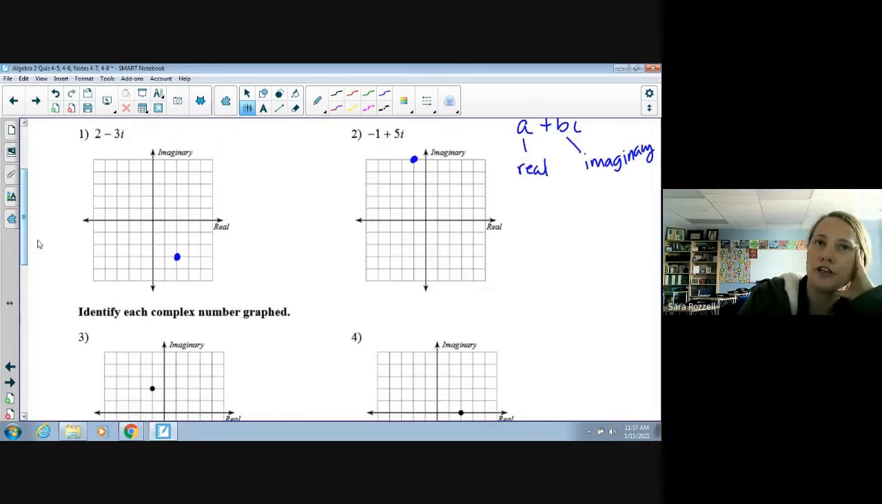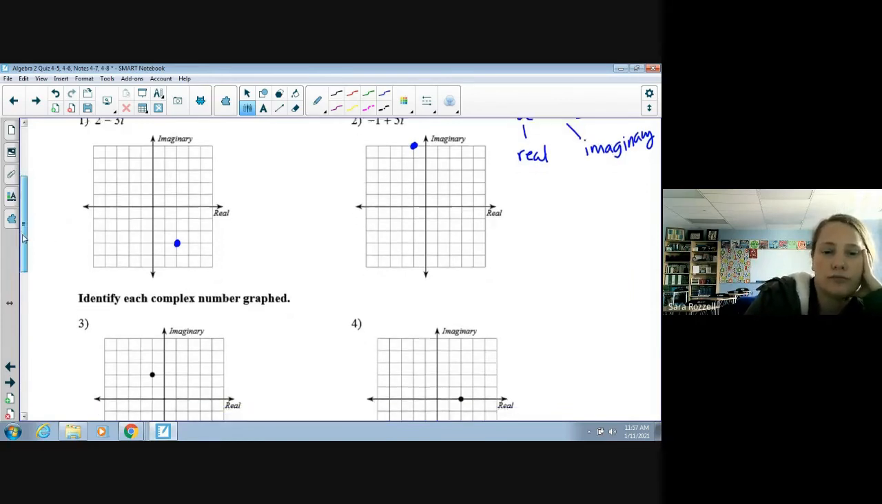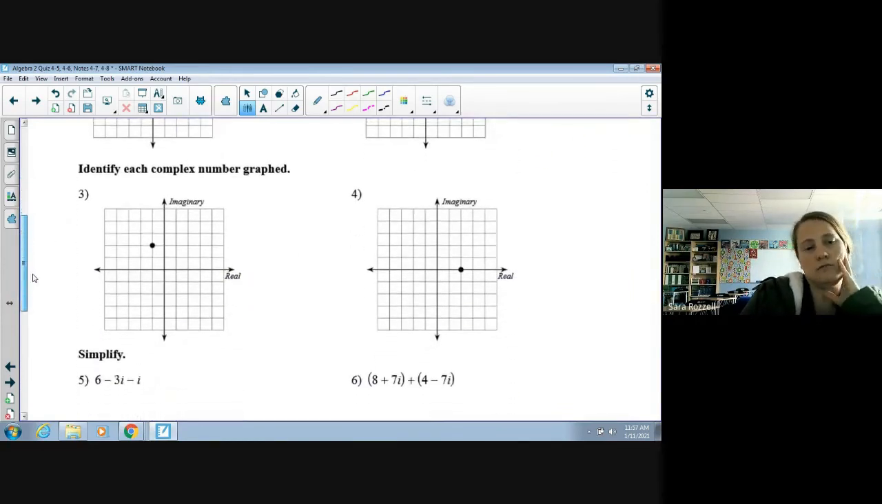Some of them you have to write your own, telling them the graph, like what the number is. So I'm going to show you those real quick. You'll have time to write all this down next time. We want this complex number. If I have this point here, how much did it go in the real direction?